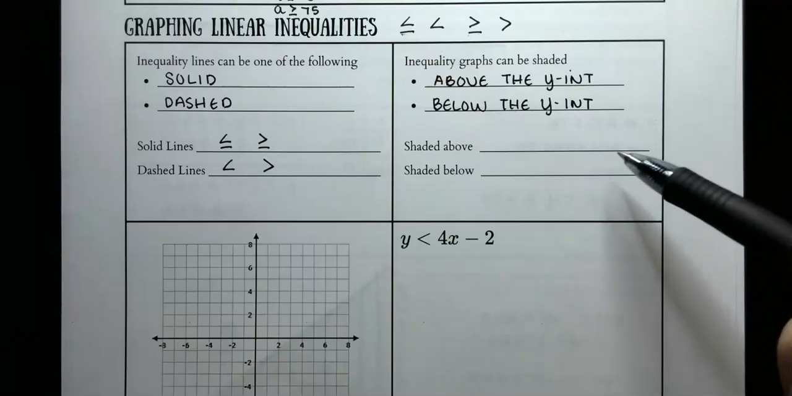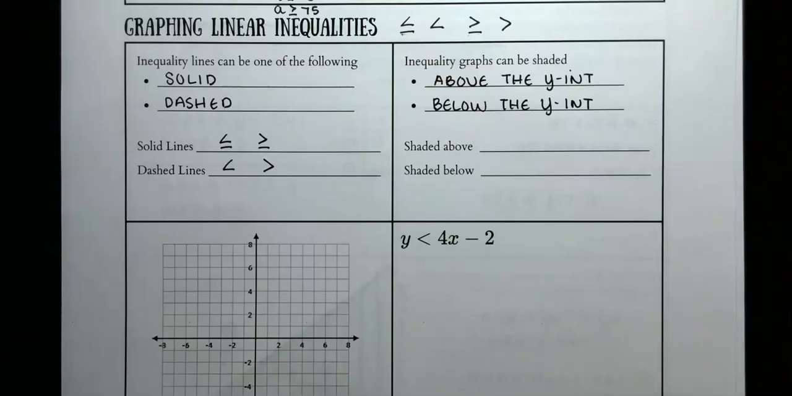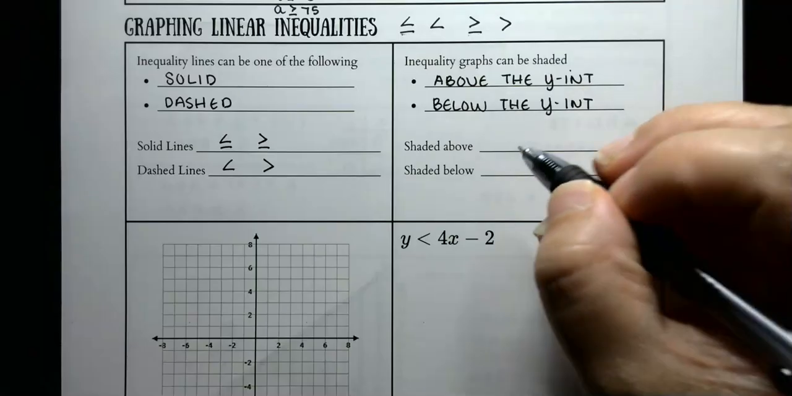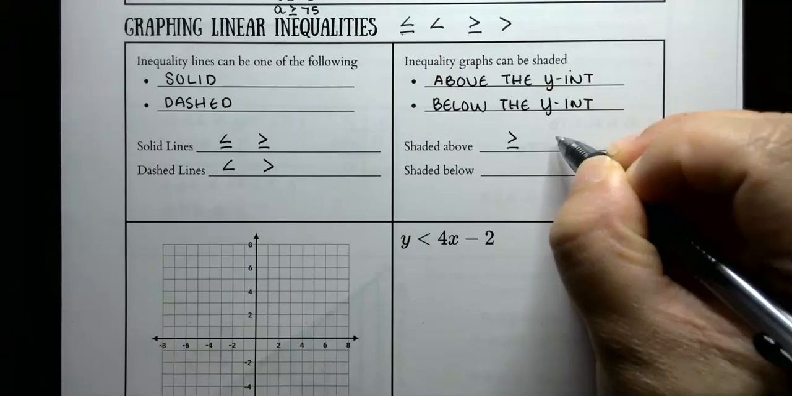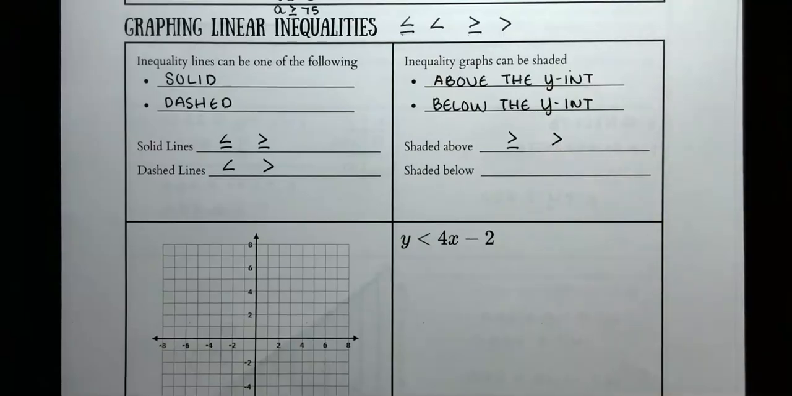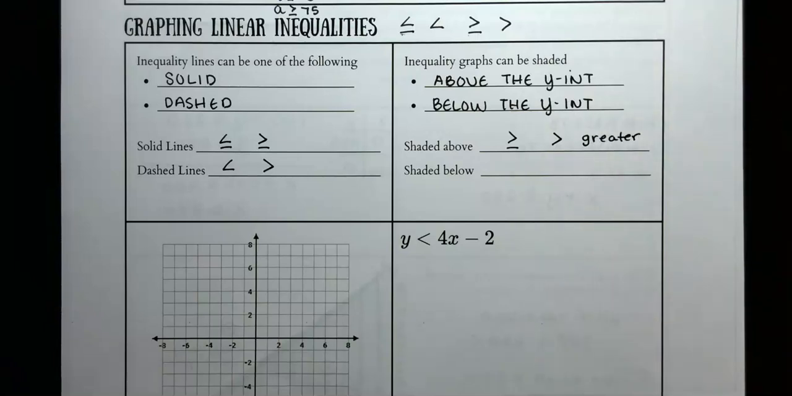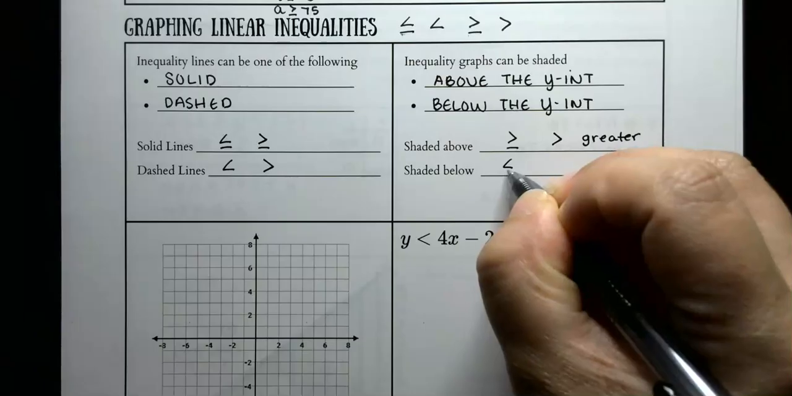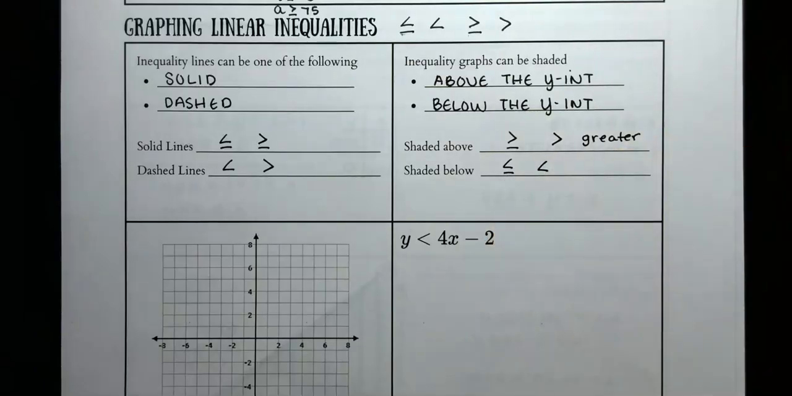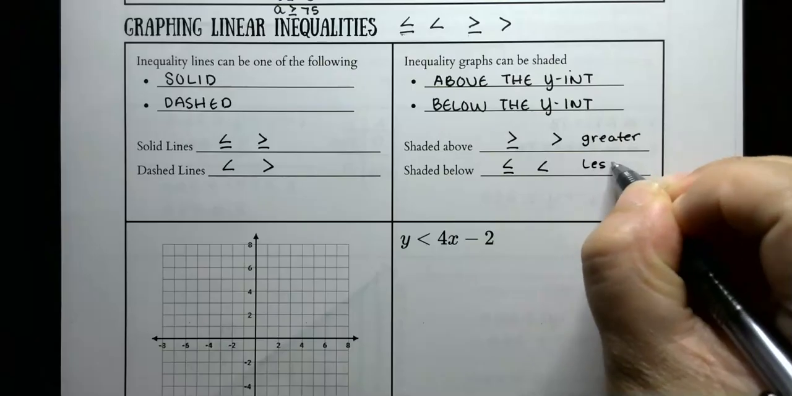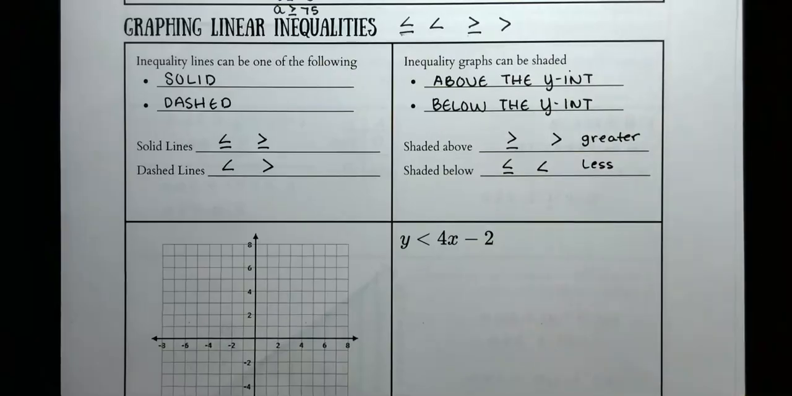All right, so let's talk about when we shade above. There's only two symbols you're going to look at to shade above the y-intercept, and that is going to be your greater than or equal to or your greater than. Both of them are greater than. If you are still confused about which one of these signs is which, go ahead and write the word greater. And then below, we're going to use the less than symbols. So both less than or equal to and less than. I'm going to remind you that this is a less than symbol, and that is the only time we shade below the y-intercept.